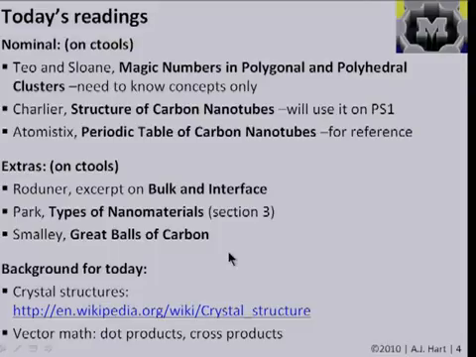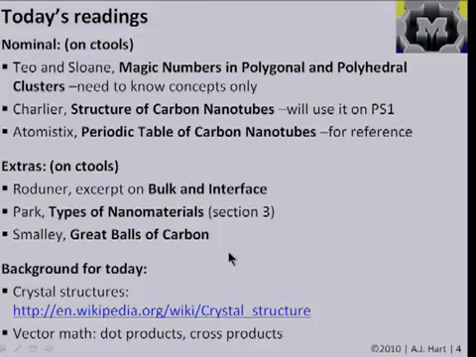There's a second paper on the structure of nanotubes, and this is something that we'll need to know in detail because there's going to be a question on the first problem set about it. And then for reference, there's a chart, which we'll see in the slides later, called the periodic table of carbon nanotubes, put together by this company, but talks about the different structures and sizes of nanotubes.